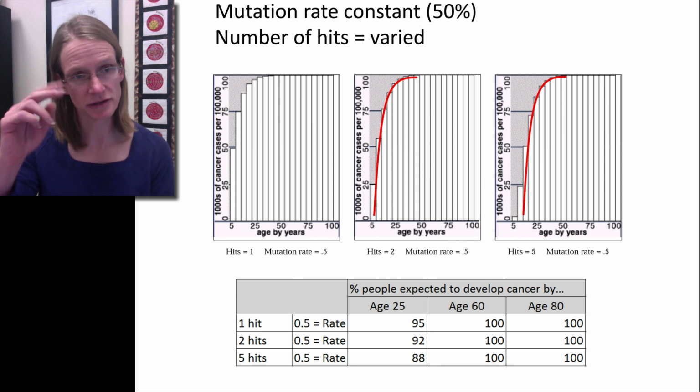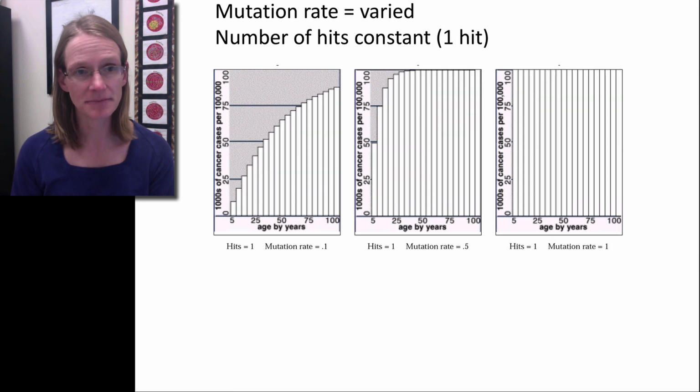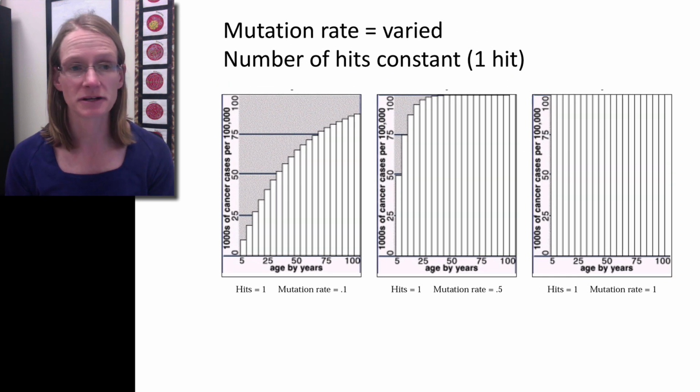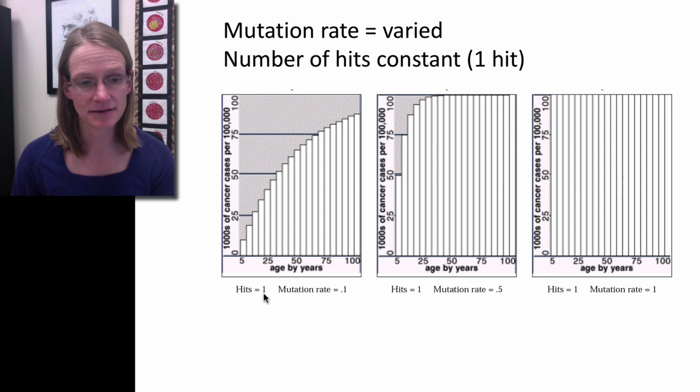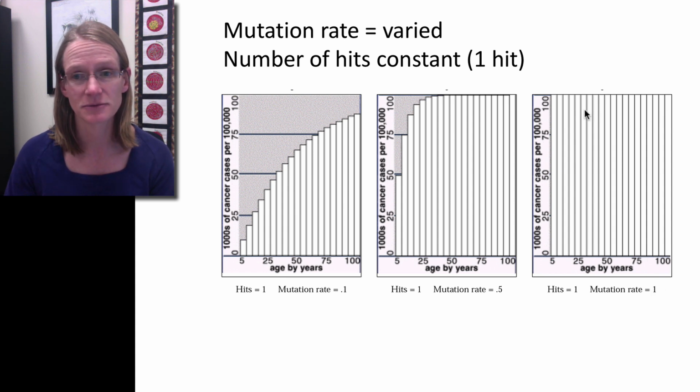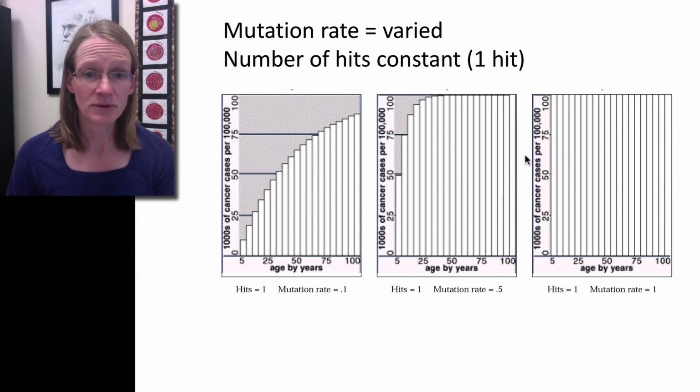Now what we're going to do is swap those 2. We're going to vary the mutation rate and keep the number of hits constant. We're going to keep them all at 1 hit. So you can see here there's 1 hit, 1 hit, and 1 hit, and we're just changing the mutation rate. Here is 0.1, or a 10% chance. Here's again that 50% chance, and here is a 100% chance. So hopefully you guessed that with this one, every single individual is 100%. But we see an interesting pattern as we look across these.